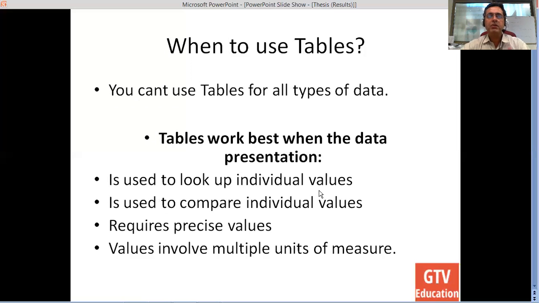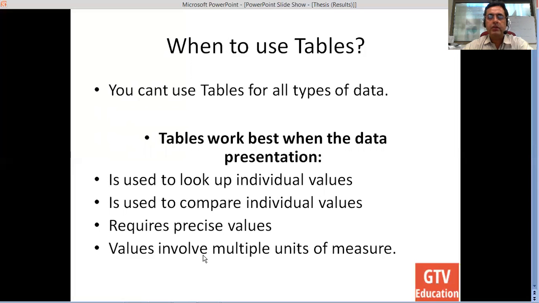But it requires precise values. You have to round up your data. The numbers that you have cannot be in long decimals; that doesn't leave a good impression. You have to round up your data and then put these values in the tables, and that would increase the understanding of your data in the form of tables.